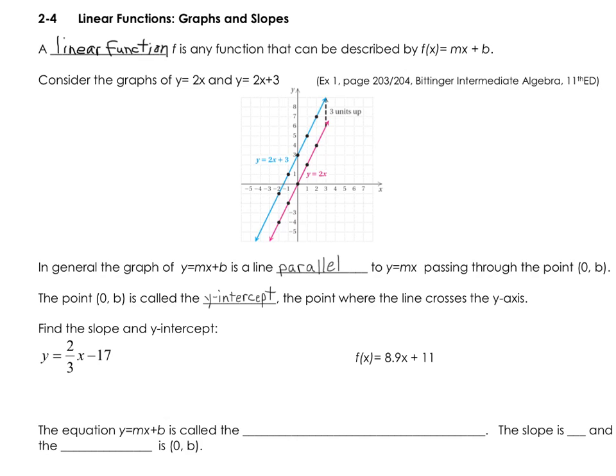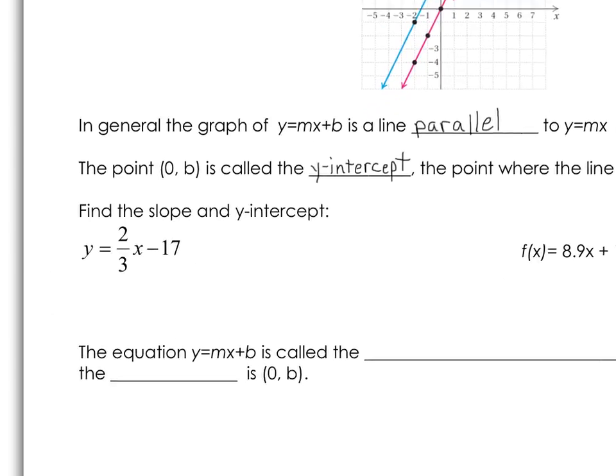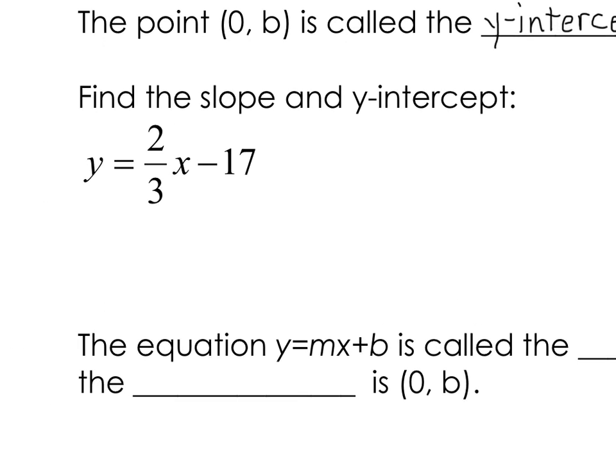They have the same slant or slope, so they are parallel. The only difference is where they cross the y-axis. In general, the graph y equals mx plus b is a line parallel to y equals mx, passing through the point (0, b). The point (0, b) is called the y-intercept, the point where the line crosses the y-axis. So in y equals mx plus b, m is the slope, and b is the y-intercept.